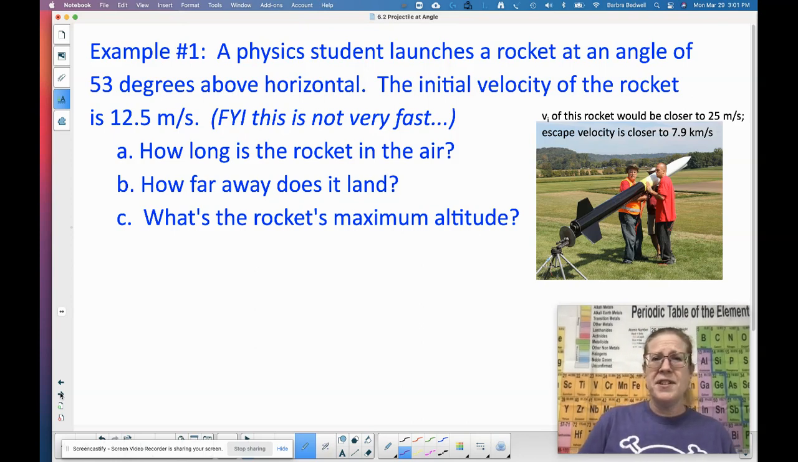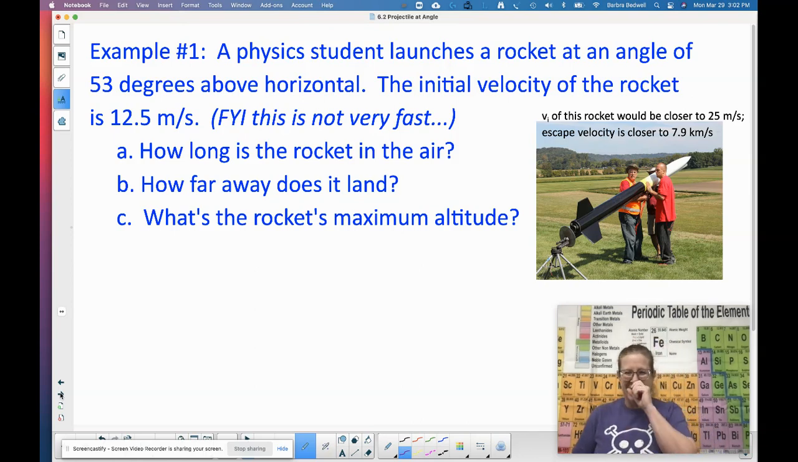So here we've got physics students launching a rocket at an angle of 53 degrees above the horizontal, 53 degrees up. Initial velocity of the rocket is 12.5 meters per second. That's not a real fast rocket. Again, there's a bigger, funnier picture over there on the side. It's 12.5 meters per second. Pretty slow for a rocket, actually.